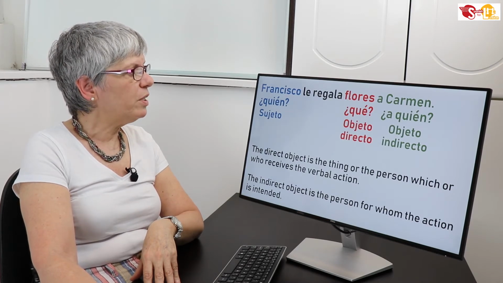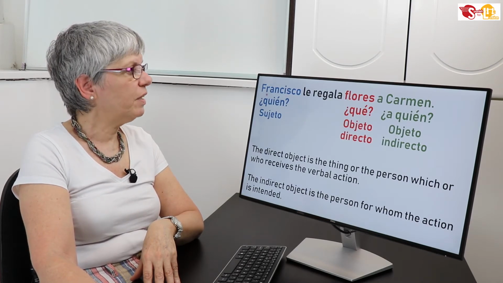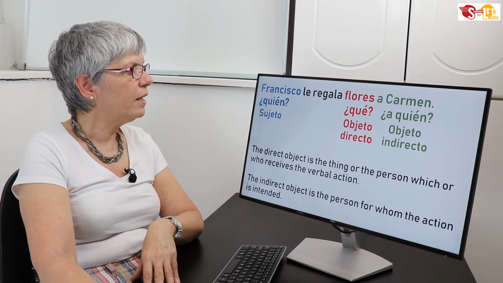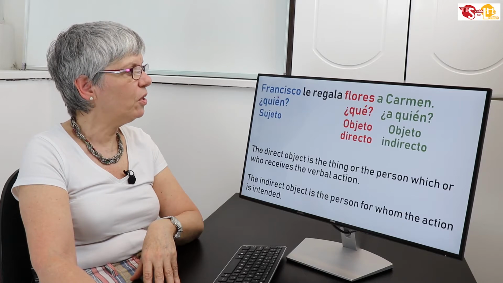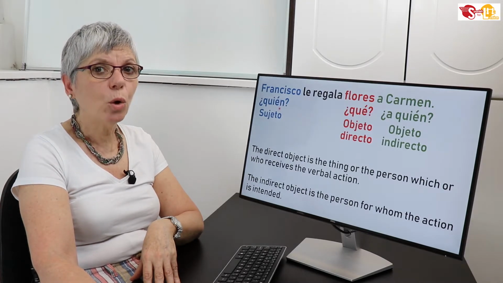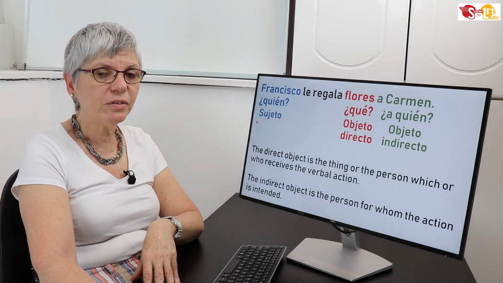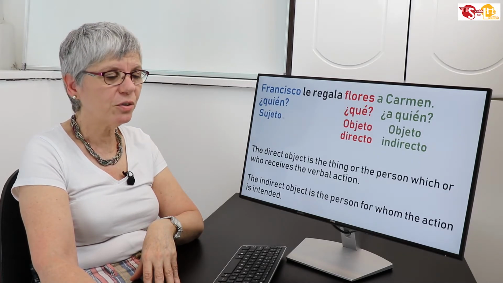The person who is performing the action, Francisco, is the subject of the sentence. So who gives the flowers? Francisco. Remember that quién means who. So this is the subject, el sujeto, the person who performs the verbal action.